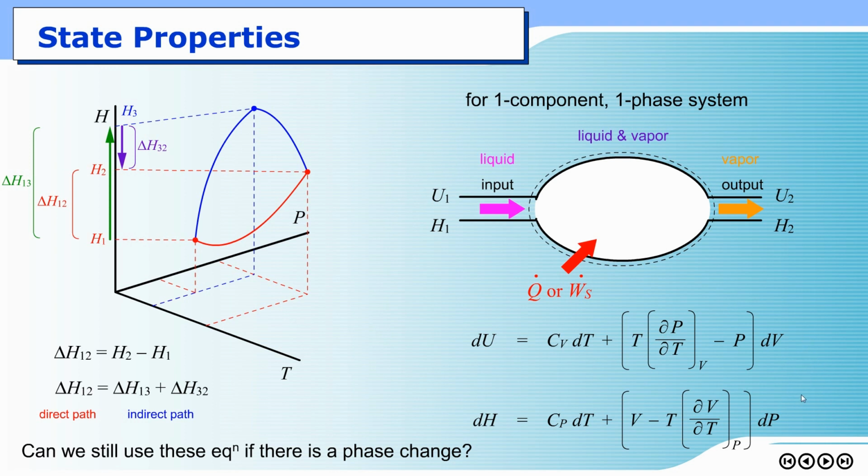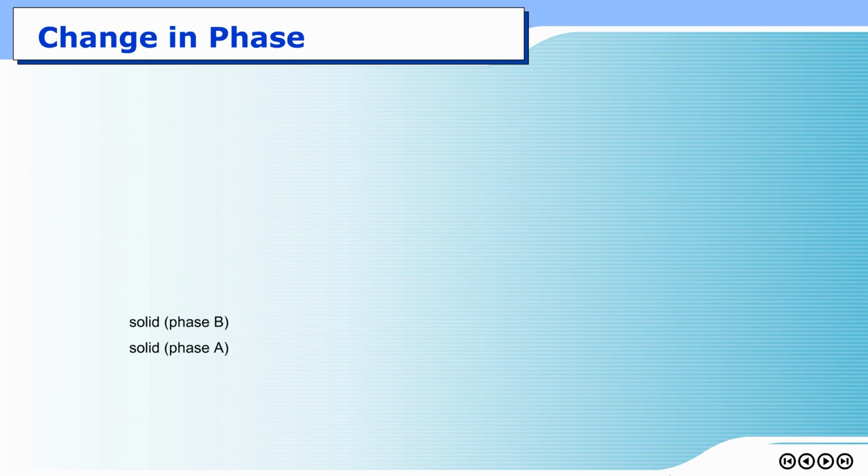If you use these two equations, then you are over specifying the system. So in this case, when you have a phase change, you have to redo the derivation again. Okay, so what should we do when we have a phase change? Let's start with change in phase from a solid.